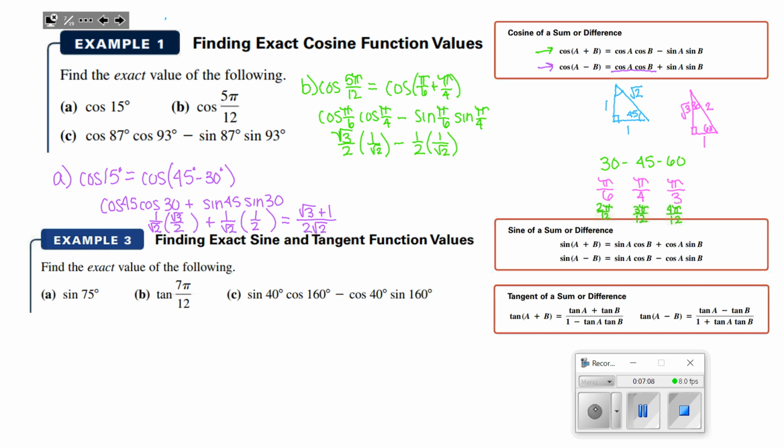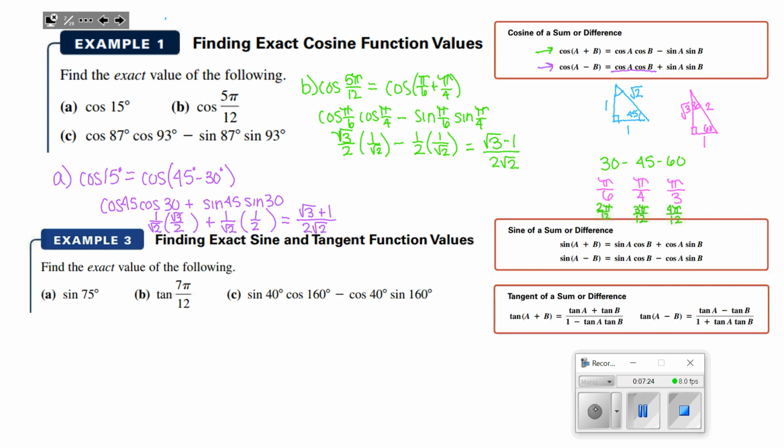So we're going to have square root 3 minus 1 over 2 root 2. That is the exact value. And that should make sense. One of them we're adding, one of them we're subtracting. So there we go. Right.